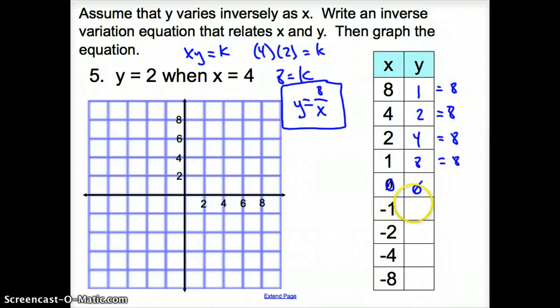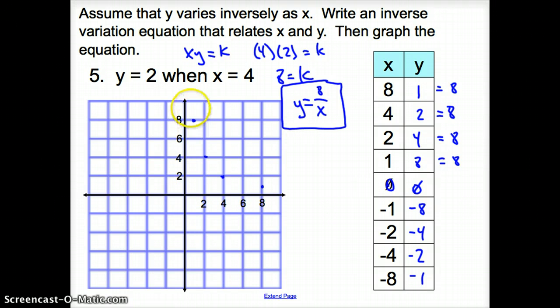And then how about negative 1 times a negative 8 is 8. Negative 2 times negative 4. Negative 4 times negative 2. Negative 8 times negative 1. Let's go ahead and graph these. Be very careful though with 8, 1, because we have to go over 8 and then up 1, which is right about here. Over 4, up 2. Over 2, up 4. Over 1, up 8.